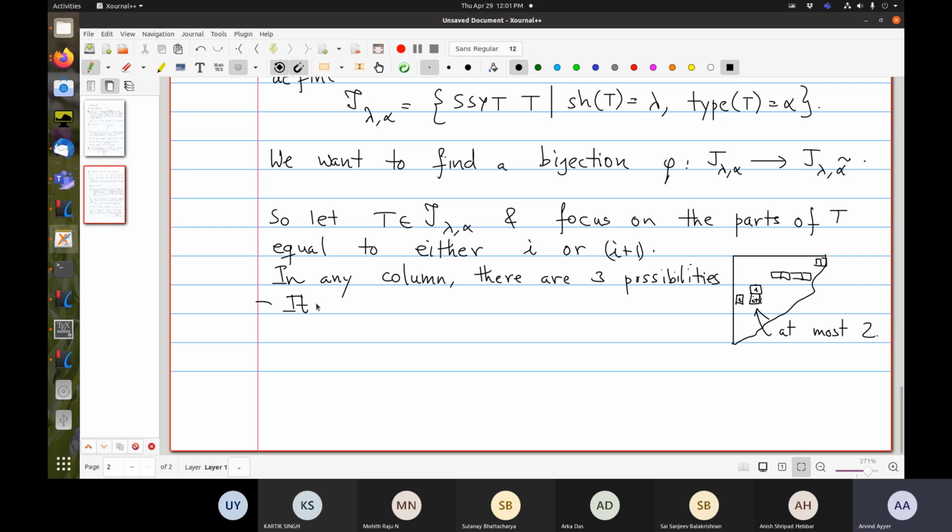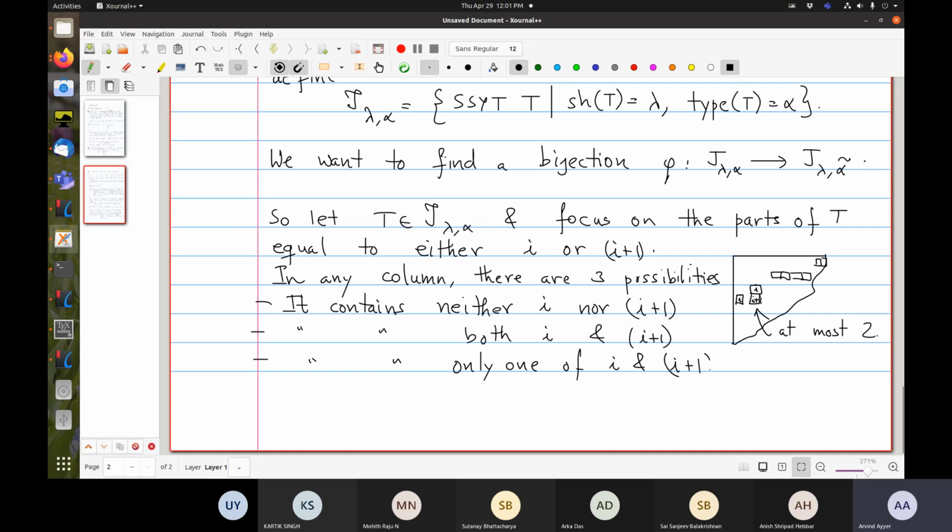It contains neither I nor I plus 1. It contains both I and I plus 1, like in this example, or it contains only one of I and I plus 1.